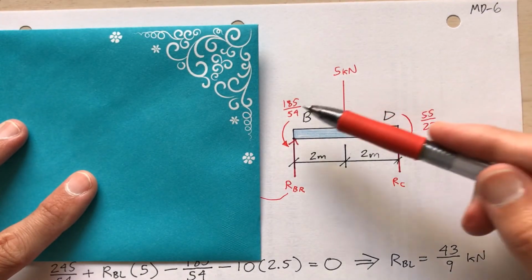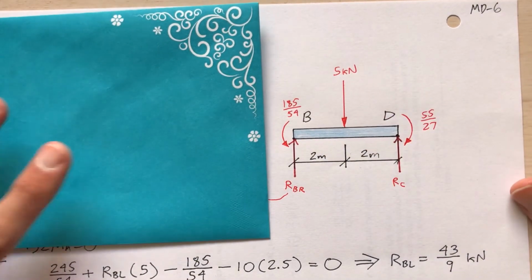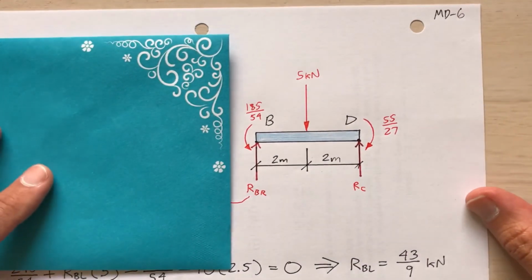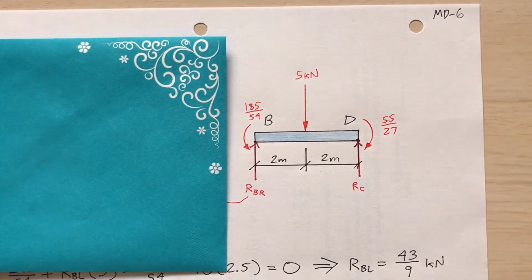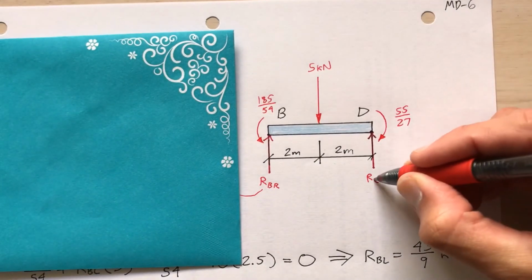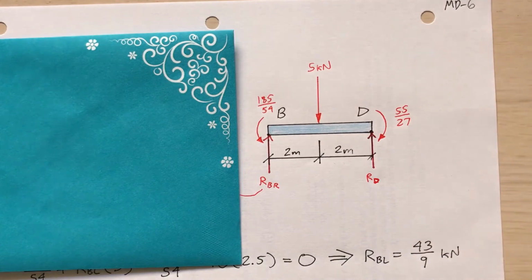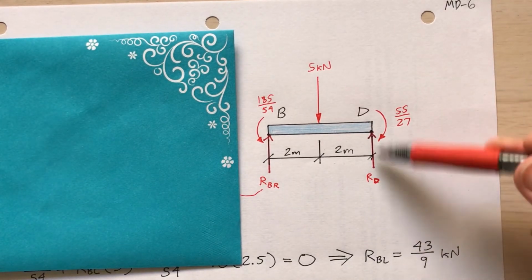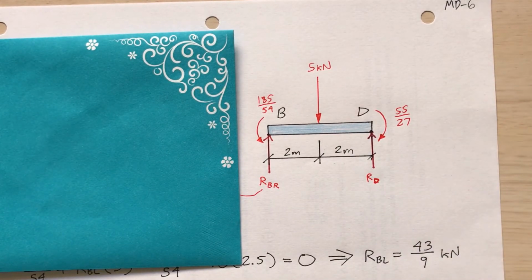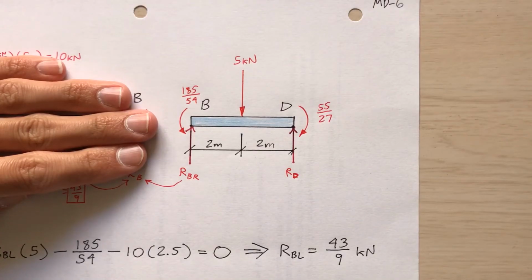I found these earlier, remember? By a similar procedure, I have to find R sub D, D as in delta, so make sure you catch that. That's the reaction at D, R sub D, and R sub BR, the reaction at B, contribution from the right. Let me calculate these. You're analyzing segment BD.